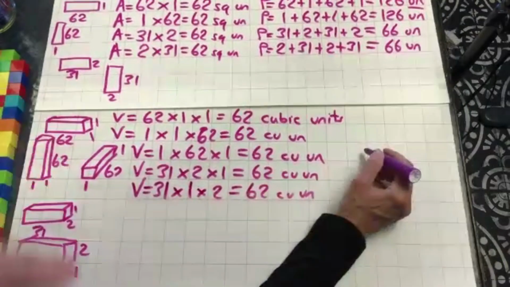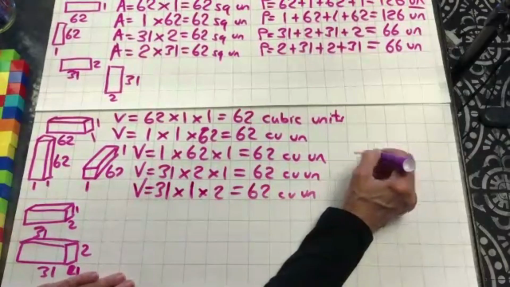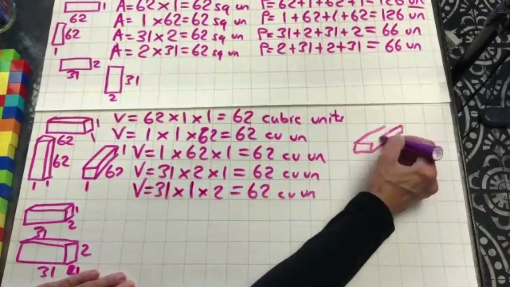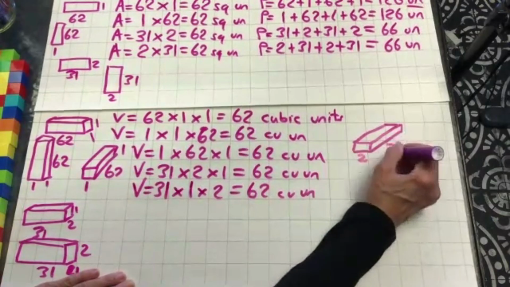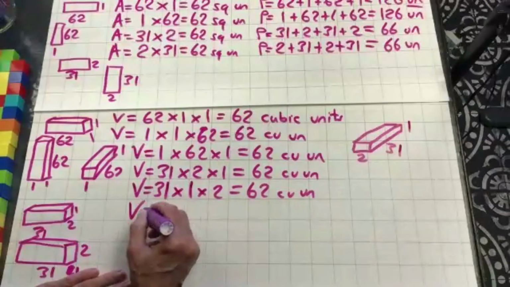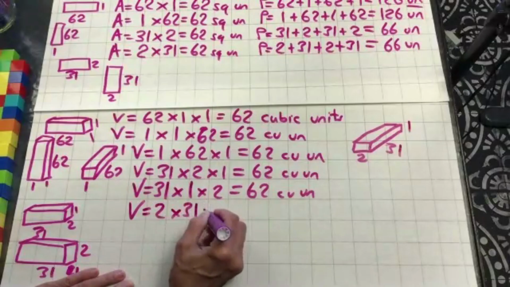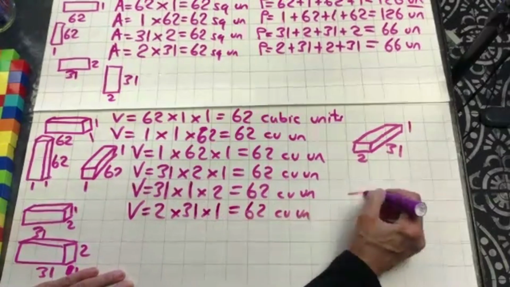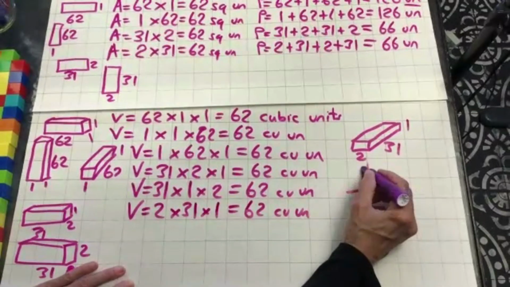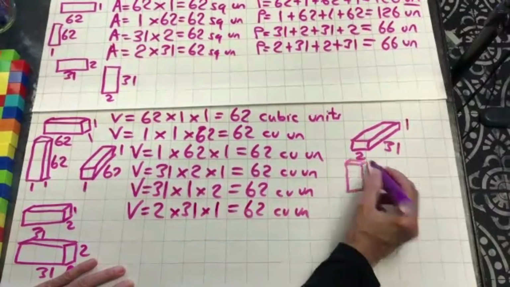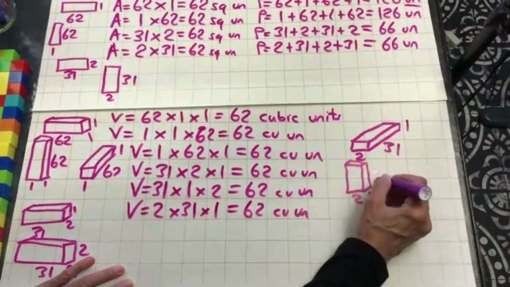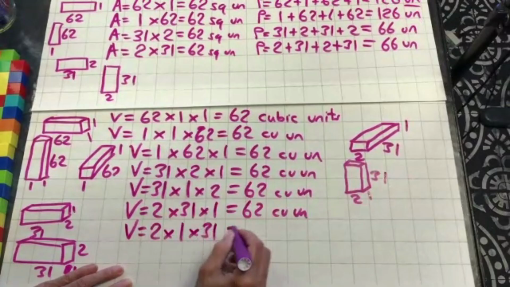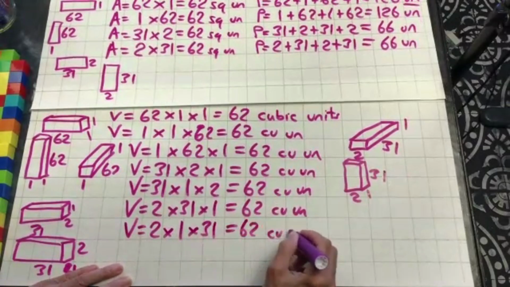All right, then we're going to change over here. We'll put it over here and we're going to do a 2 by 31 by 1. So over here we're writing 2 by 31 by 1 equals 62 cubic units. Then we're going to do a 2 by 1 by 31 tall. So we're just going to draw that out. Doesn't have to be perfect. So we got 2 by 1 by 31, still equaling 62 cubic units.